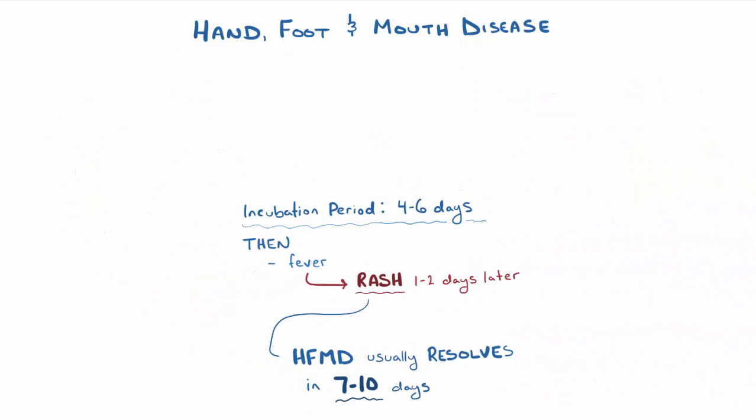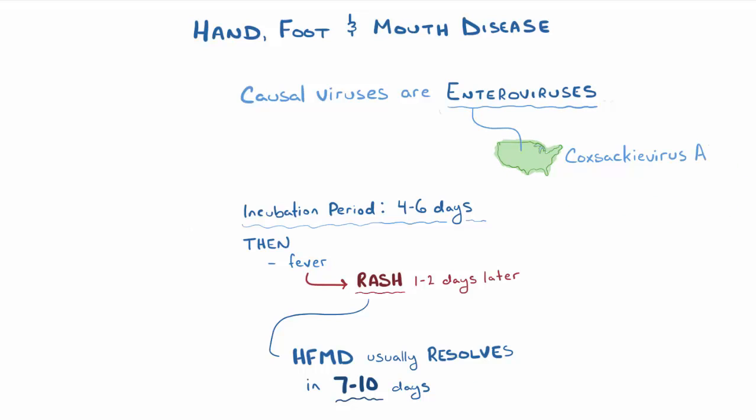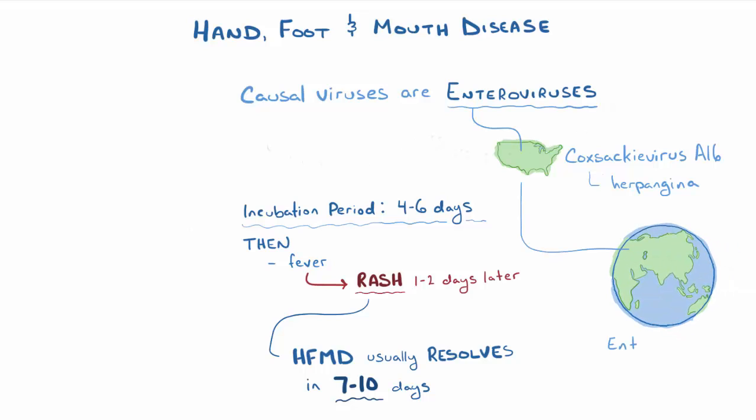The disease is caused by a group of viruses that belong to the enterovirus genus. The most common causal virus in the United States is Coxsackie virus A16. This is one of the viruses that can cause painful herpangina. Worldwide, outbreaks are often associated with enterovirus 71. Although rare, this virus can cause severe conditions beyond hand, foot, and mouth disease, such as encephalitis.